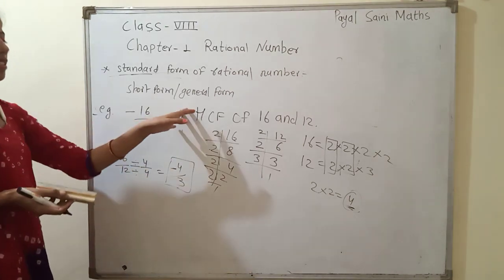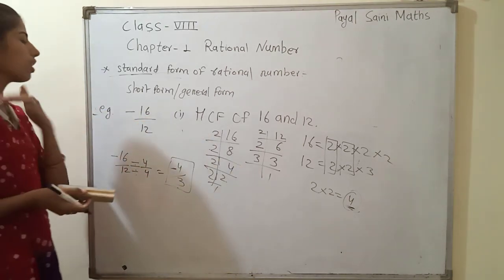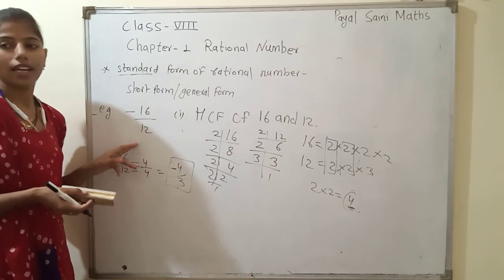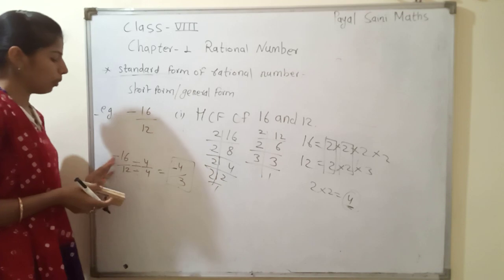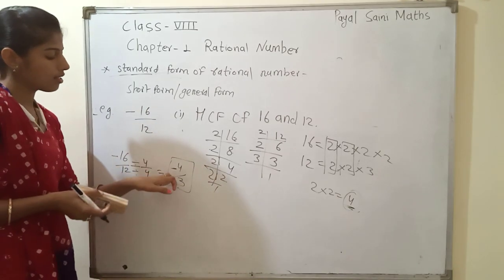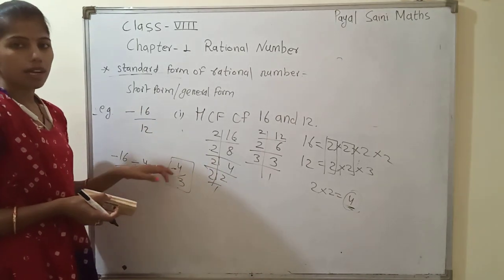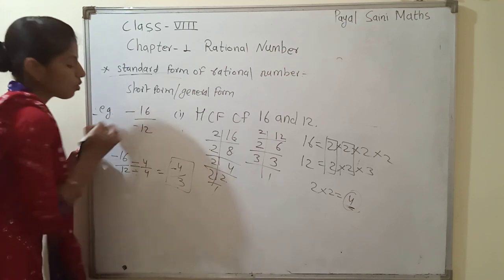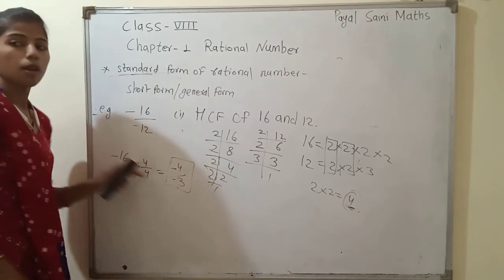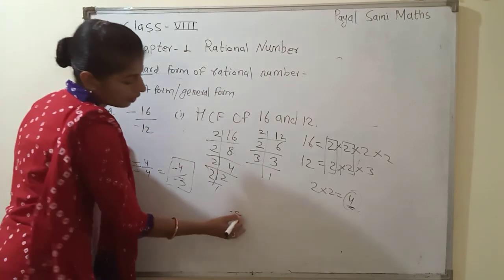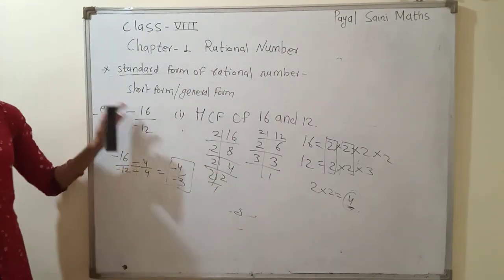Then next, in the standard form, if both numbers are given negative, how do we solve? Simply, in your last answer you put minus on both. If there is also a minus, then we write minus 4 by minus 3. Like that, your standard form is completed.